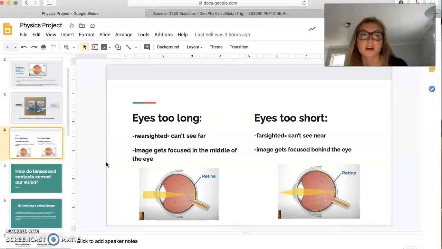When eyes are too long, someone is nearsighted, and it means they can't see far. So the image will get focused in the middle of the eye, right here. If your eyes are too short, then you're farsighted and you can't see near, which means the image gets focused behind the eye, as in right here.